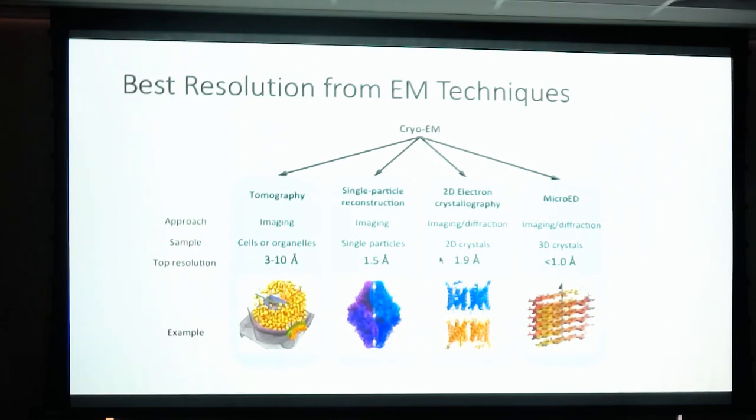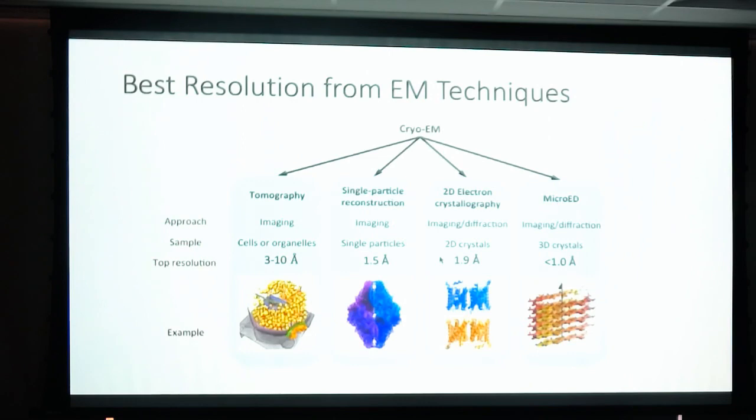So there's tomography, single particle, 2D electron crystallography, and then microelectron diffraction. Tomography is probably the lowest resolution one, but it's the only one that can give you parts of cells or large areas of cells and get everything in context. With sub-tomogram averaging, you can get down to maybe 3 to 10 angstroms. So it can be a reasonably high-resolution technique, which will be covered in other lectures.